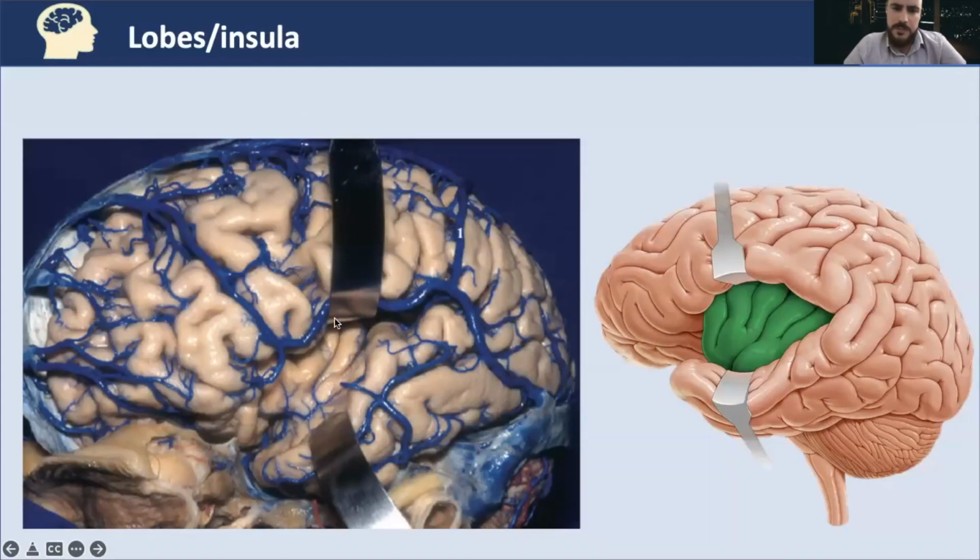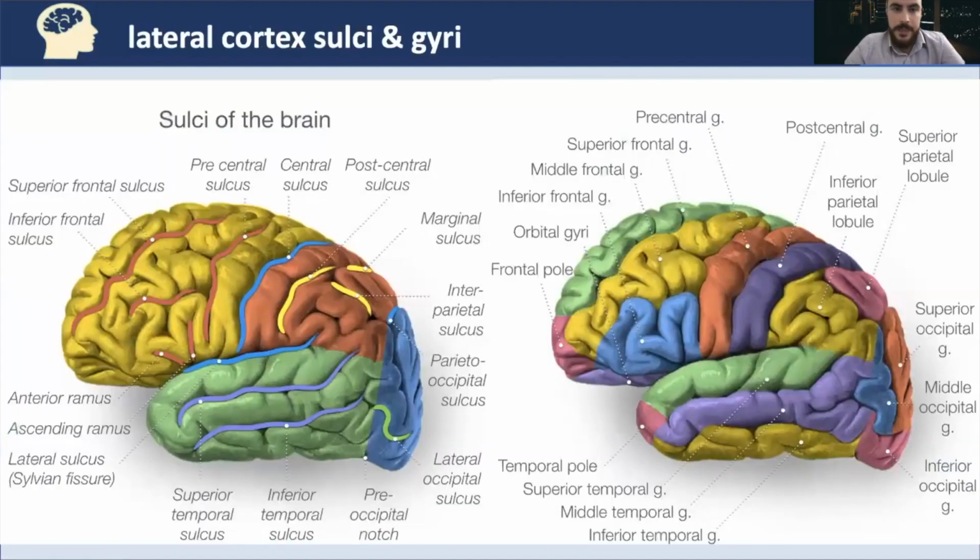This is a cadaveric picture. This is the left hemisphere. This is the orbit, the left orbit, and this is a retractor pulling the frontoparietal lobe upward and the temporal lobe downward, showing this is the insula. This is sometimes regarded as the fifth lobe of the brain.